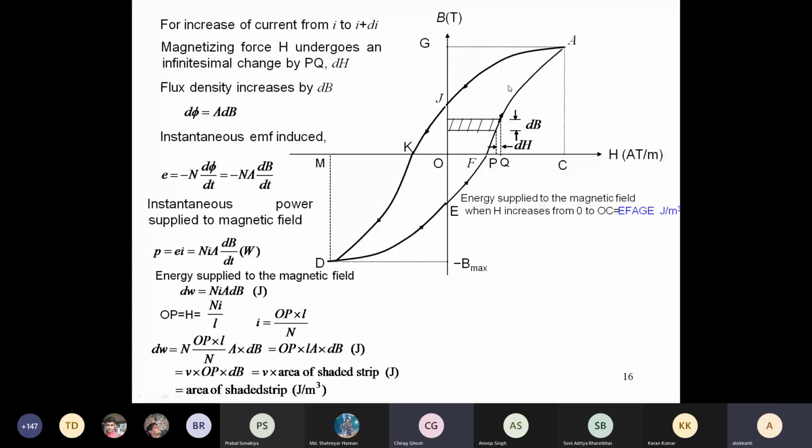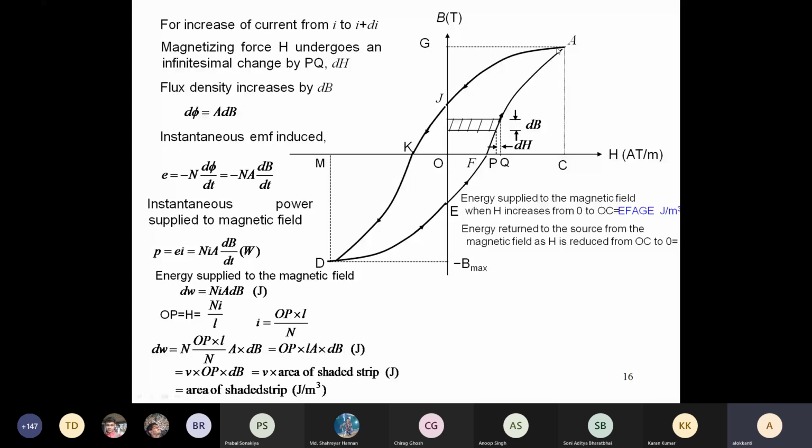But at C, what happens? At C you change the direction. You change H. So energy is returned to the source from the magnetic field as H is reduced from O to C. So at C what happens? It basically traces this path AJ, from OC to 0.